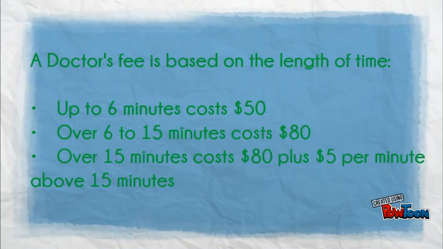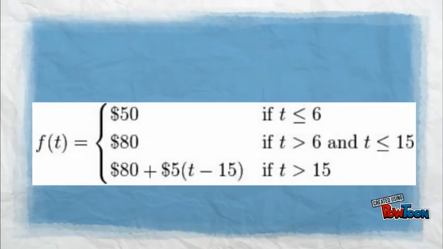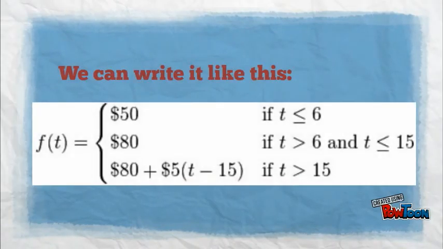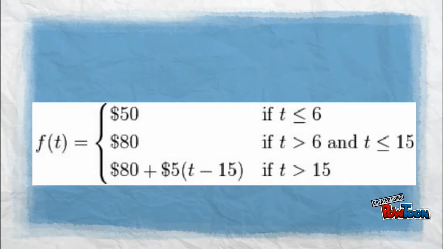So, a doctor's fee is based on the length of time. Up to 6 minutes costs $50. Over 6 to 15 minutes costs $80. Over 15 minutes costs $80 plus $5 per minute above 15 minutes. So, we can write it like this. If t is less than or equal to 6, 50. If t is greater than 6 and t is less than or equal to 15, 80. And if t is greater than 15, we use that formula.